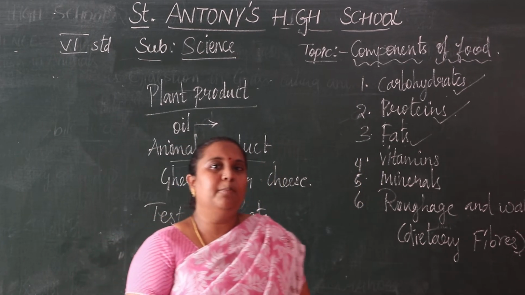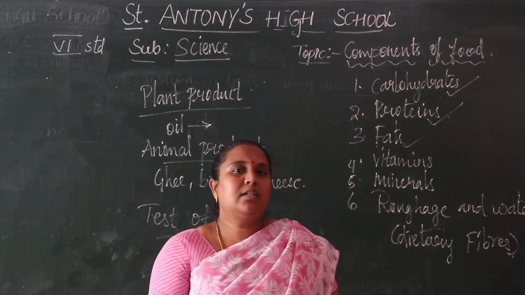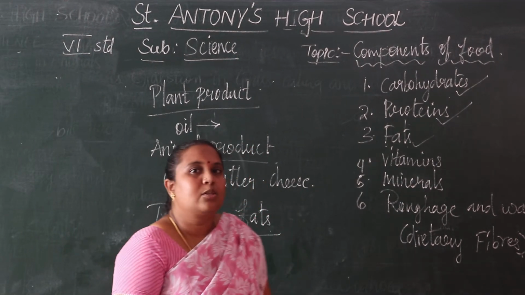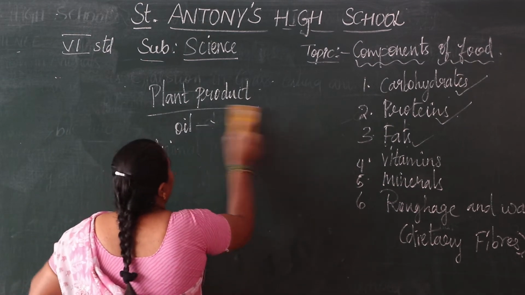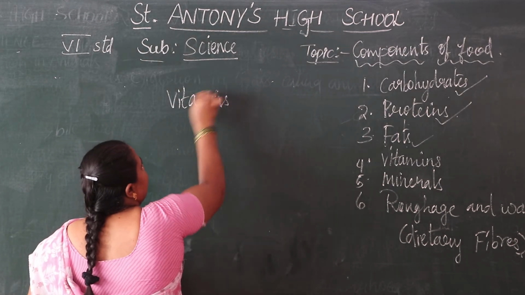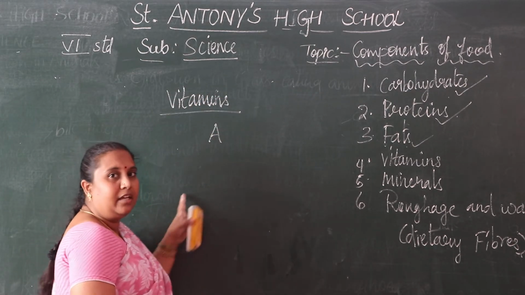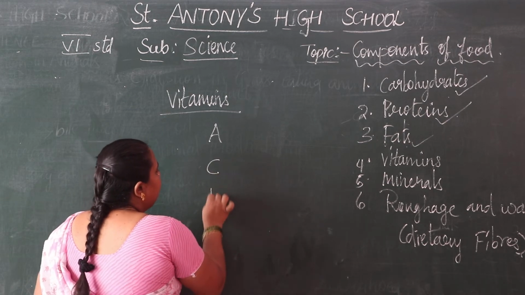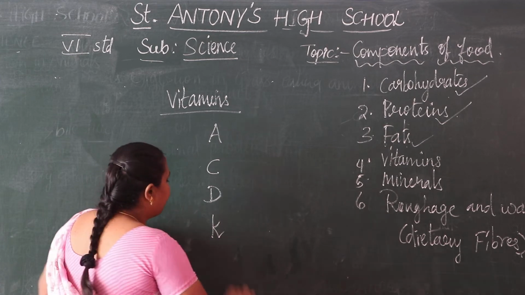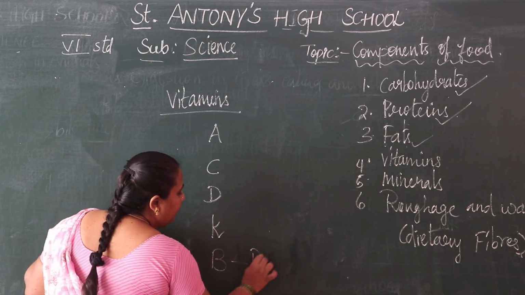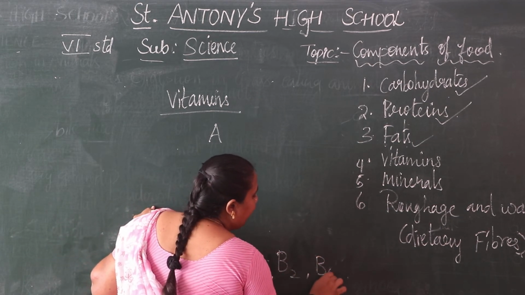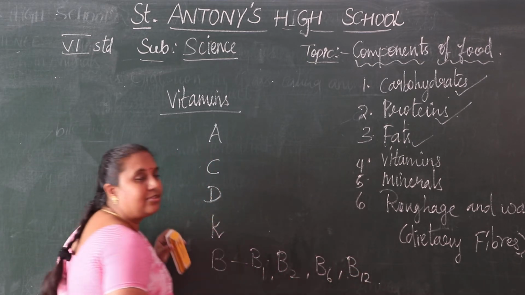Vitamins are very important for our body. What are the vitamins present? Different types of vitamins are there. In vitamins we have vitamin A, vitamin C, vitamin D, and vitamin K. We left over one vitamin, which has different types: B1, B2, B6, and B12. So different types of vitamins are there.